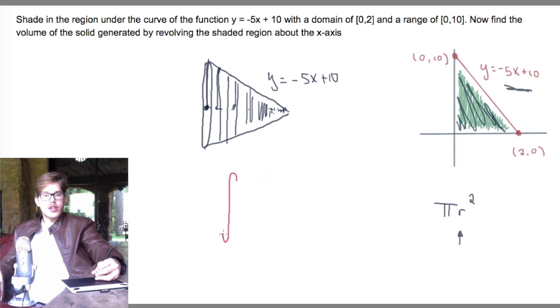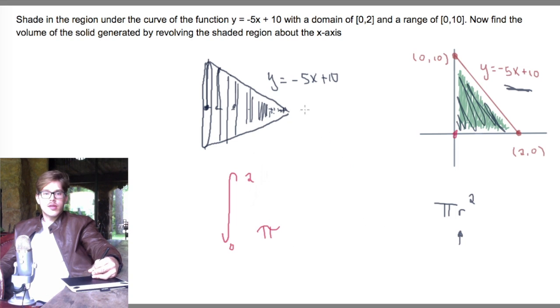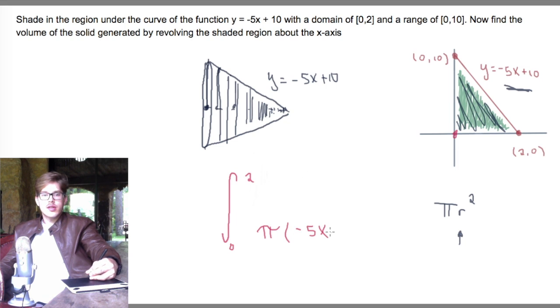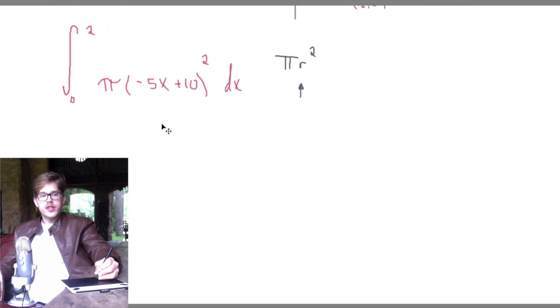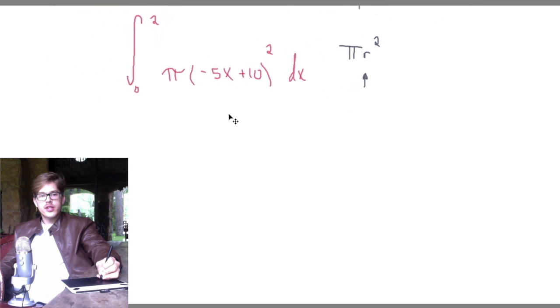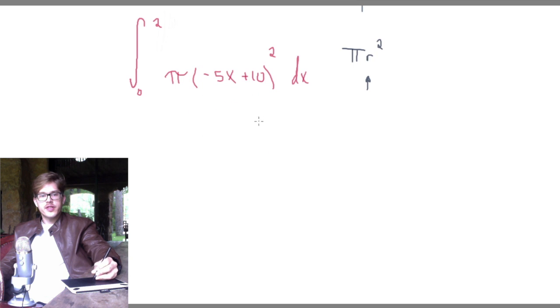So what are we doing? We're integrating. We're using an integral. And what is our distance? Well, our distance is from 0 to 2, the same as our domain. So from 0 to 2 of pi times our radius, which is our function, negative 5x plus 10, all squared dx. All right, so let's scroll down, get some more room for this. So let's move it over here, in the center.